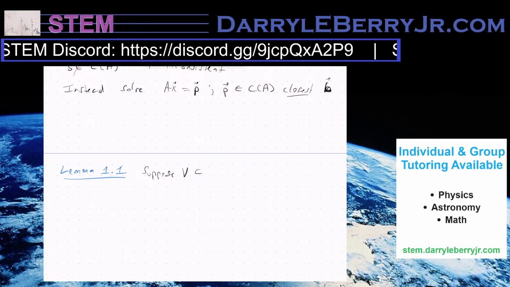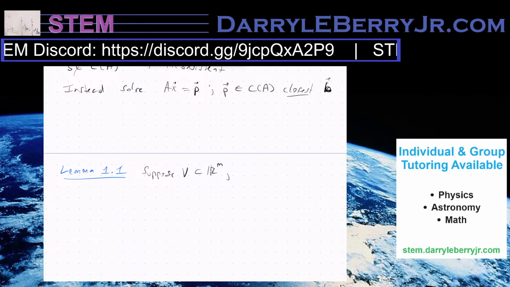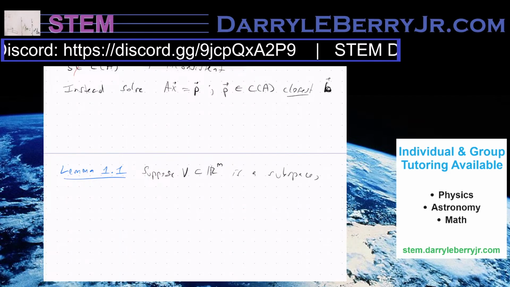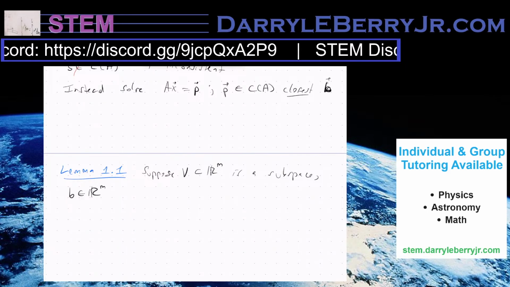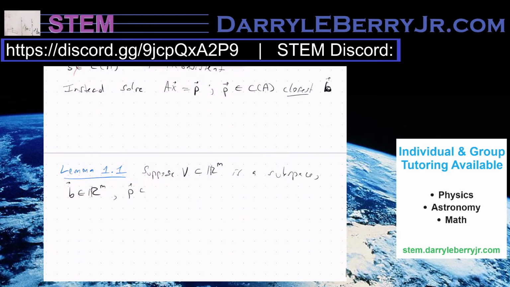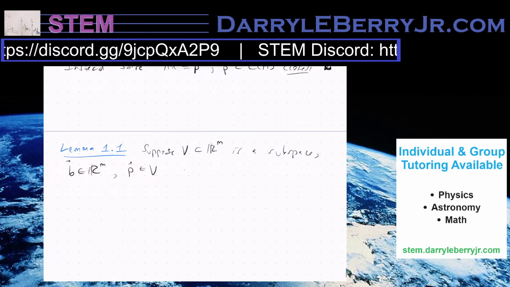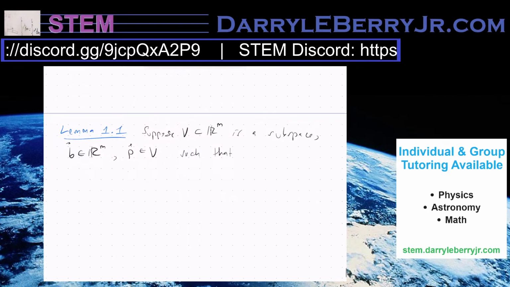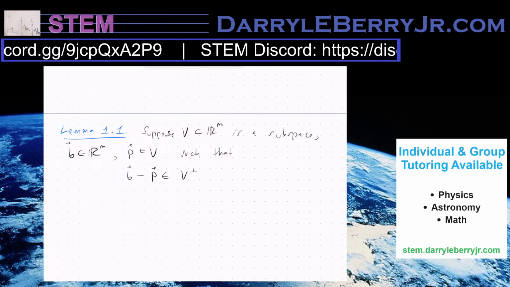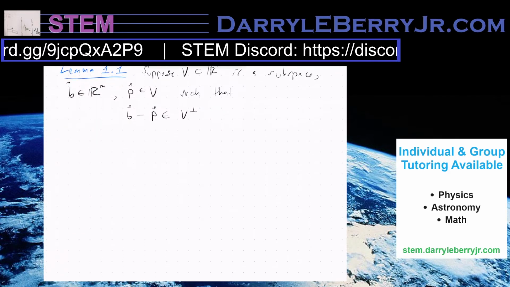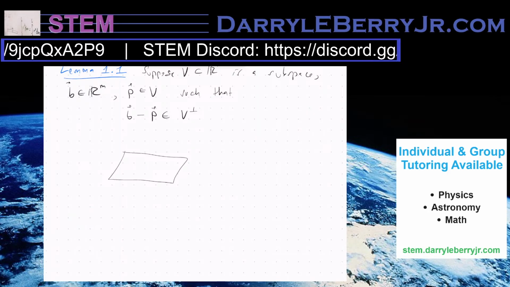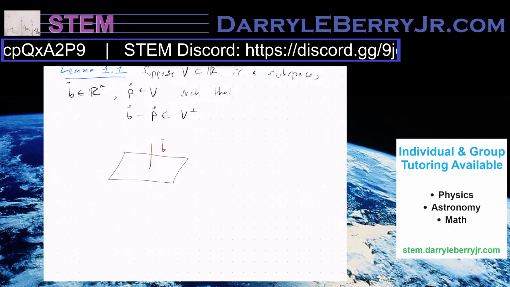Suppose V is a subspace in Rm, and B is in Rm, and P is in V such that B minus P is orthogonal to V. So that would tell me that we have our vector space, and this line would be B minus P.